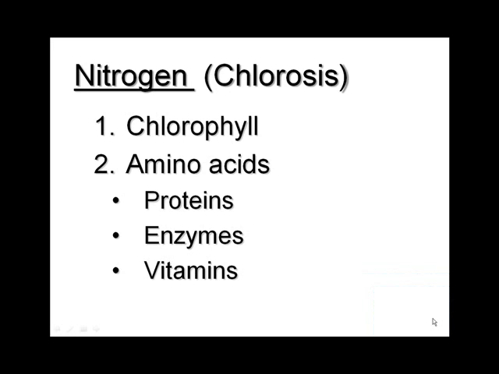Two major functions of nitrogen. One, it's an integral part of the chlorophyll molecule, and two, it makes up all the amino acids that the plant needs to make proteins, enzymes, and vitamins. So we could really call nitrogen a building block of the plant.